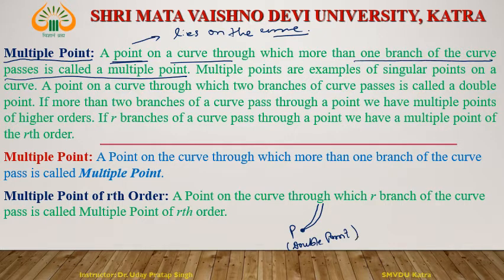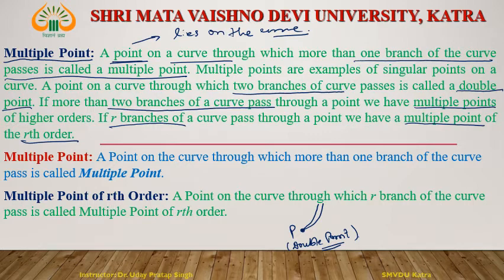Okay, in our syllabus only the double point is written, but see, a double point is a kind of multiple point. If at a point P more than one branch of the curve passes, then this point is known as a multiple point. It is one type of singular point, and a point on the curve through which two branches pass is known as a double point. If more than two branches of the curve pass, then it is known as a multiple point. If r branches of the curve pass, then it is a multiple point of rth order.